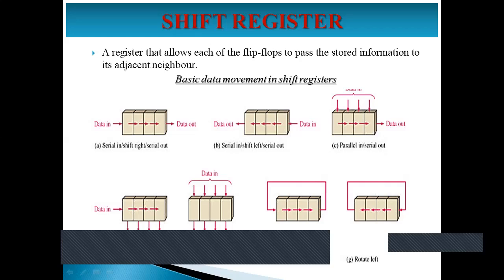The last diagram is rotate left. You can see the register is shifting the data bit by bit, one by one towards the left, and you can find a rotation in clockwise towards the left. That is why it is called rotate left.